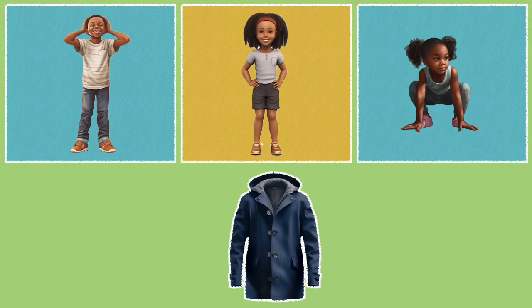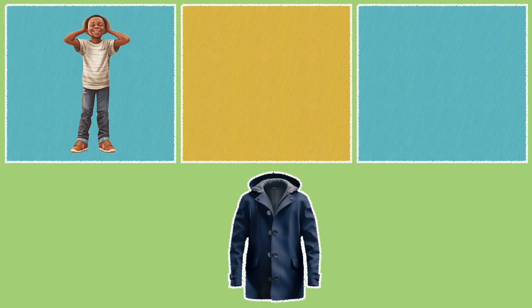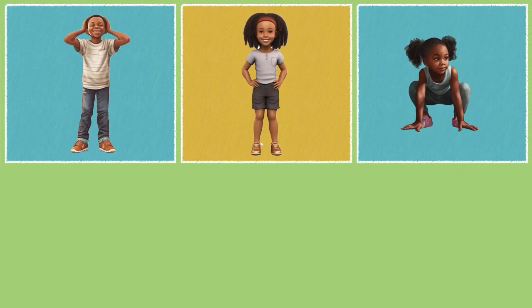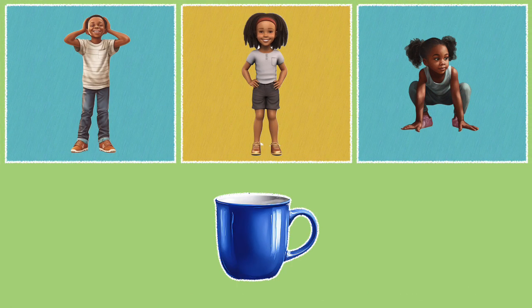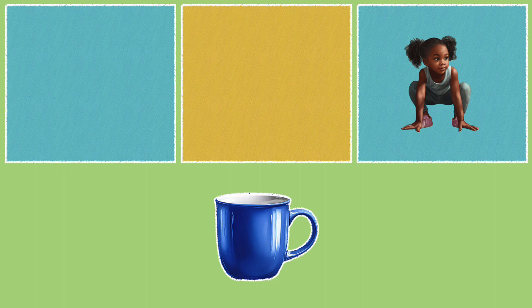This is a coat. K, oat. Show where the k is in the word coat. K is the beginning sound in coat. I hope you touched your head. This is a mug. M, g. Show where you hear the g sound in mug. G is the ending sound in the word mug. Did you touch your toes?